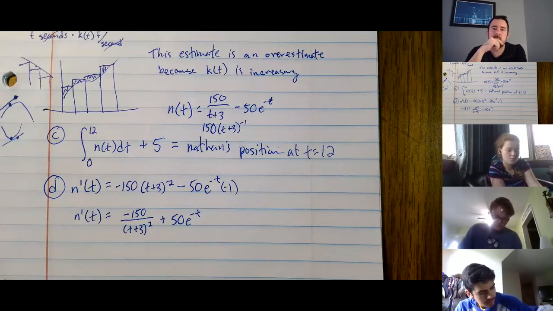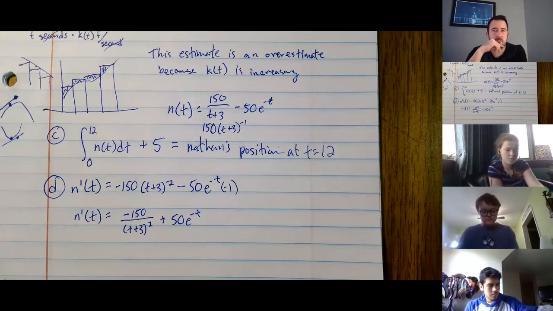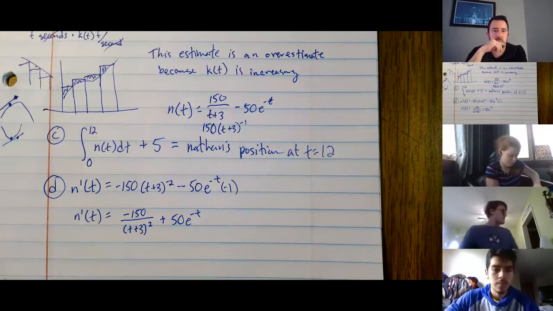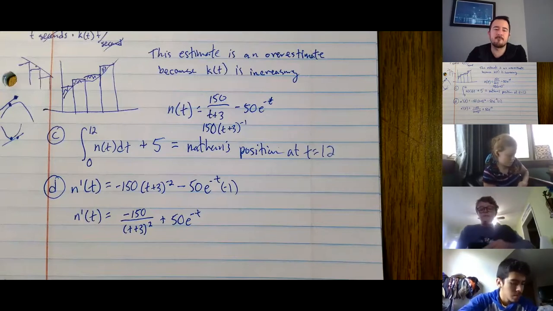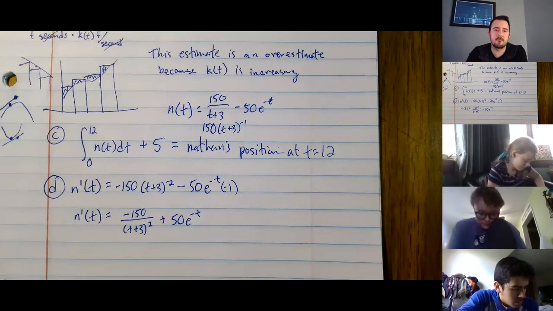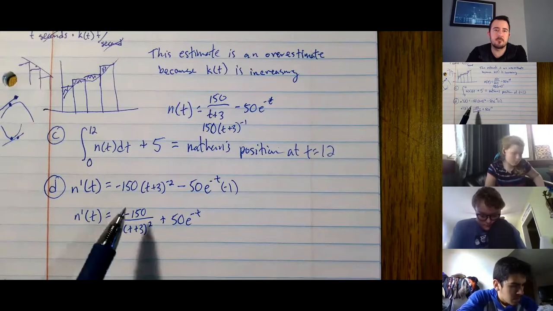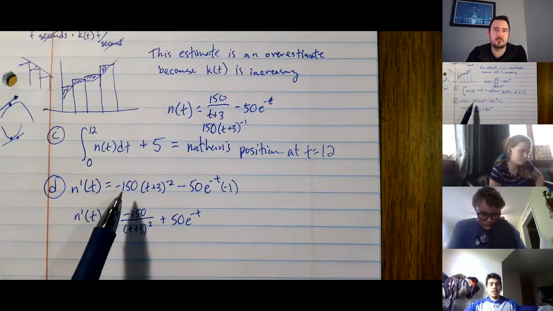All right, so that's part C. All right, part D. Write an expression for Nathan's acceleration in terms of t. All right, so very simple here. We're just taking the derivative using the product rule, right? And so we're taking the 150.